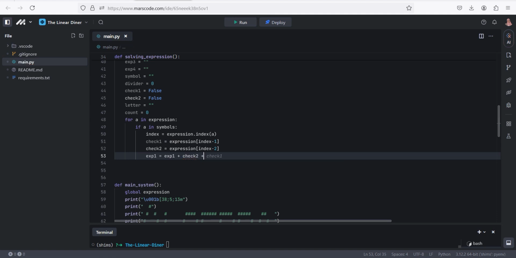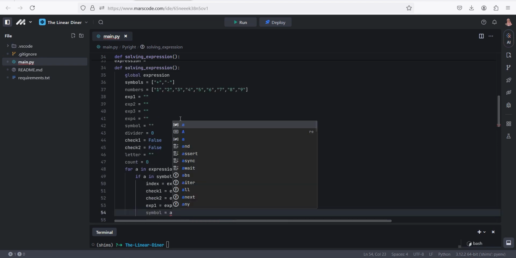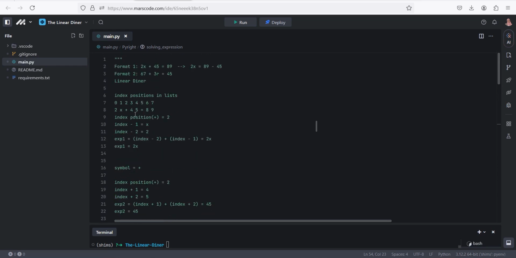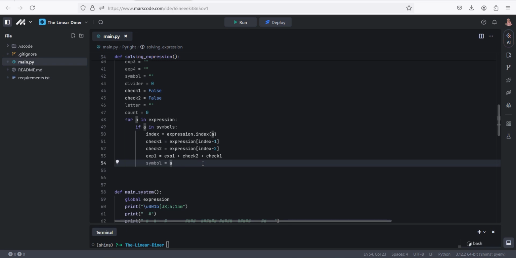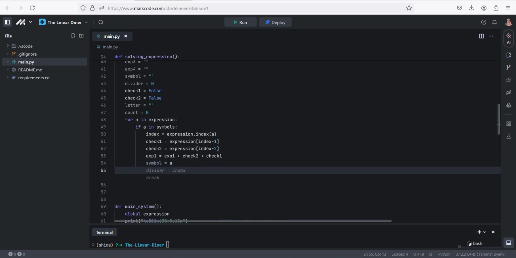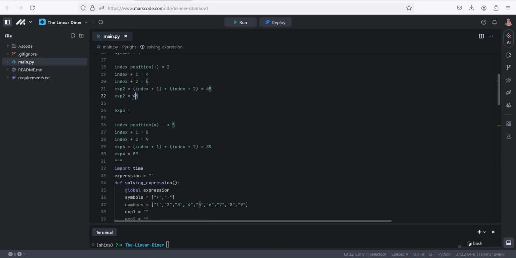So check2 plus check1. Now, once that is done, we're going to also make the compiler understand the symbol is equal to A in this case. Remember that A is representing the symbol, so you're saying symbol is equal to whatever symbol they have here, whether it's a plus or a minus. That's just what the symbol is going to be equal to, so we can use it to display in a print statement.